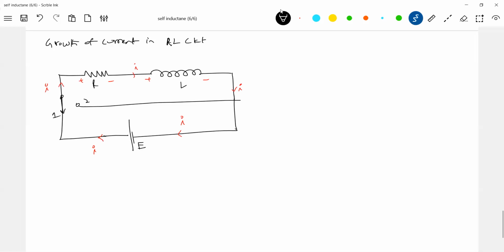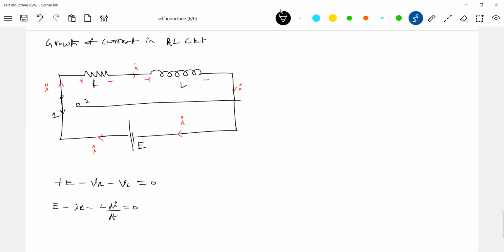Then writing the loop equation: plus E minus VR minus VL equals 0, because you are moving from higher potential to lower potential. So there is a fall, a drop across the resistor, and the inductor also has a drop. So further this is I into R, and L di by dt. What we want is the expression for current I.